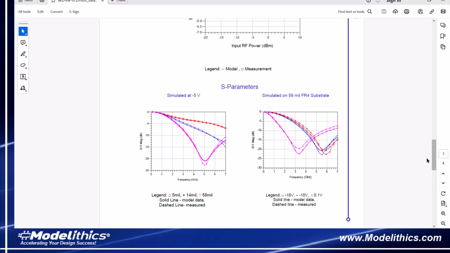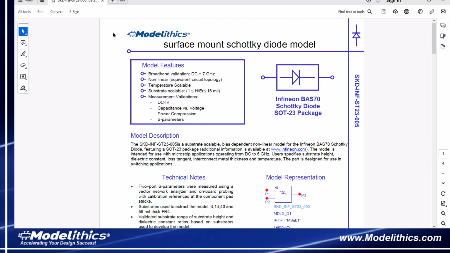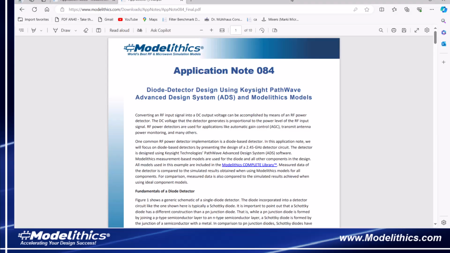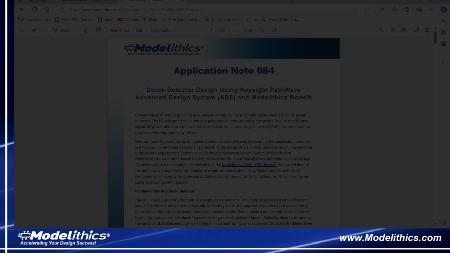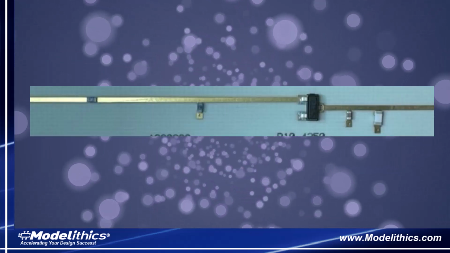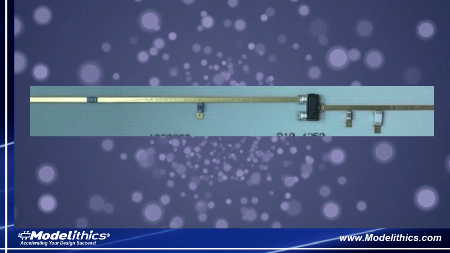Let's also look at another application circuit designed with the same model for the Infineon BAS70 Schottky diode. This is a detector design which you can read about in Application Note 84. Here's the complete schematic in ADS that includes the Modelithics model for the BAS70 Schottky diode. The design also includes Modelithics microwave global models for the RLC components. This is one of 3 detectors that was built and measured.